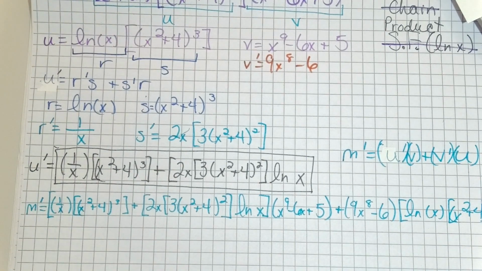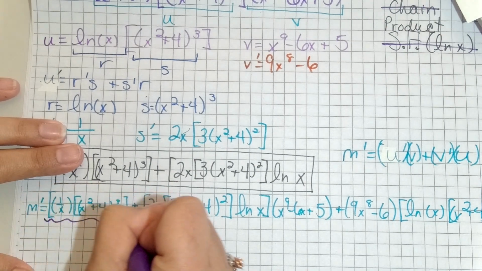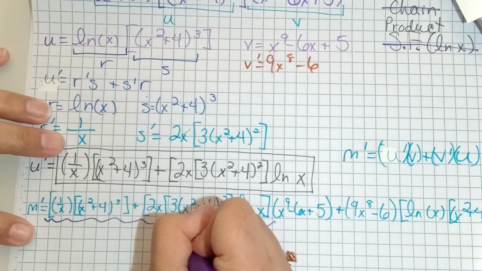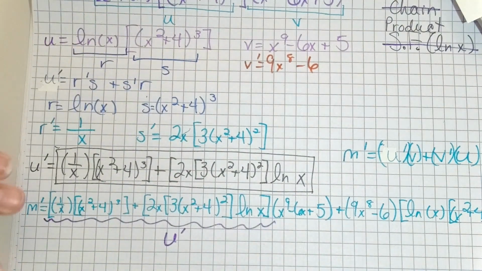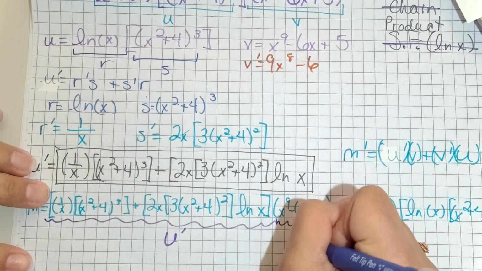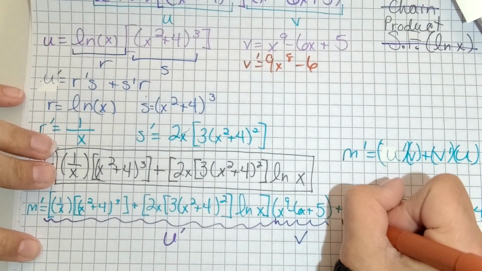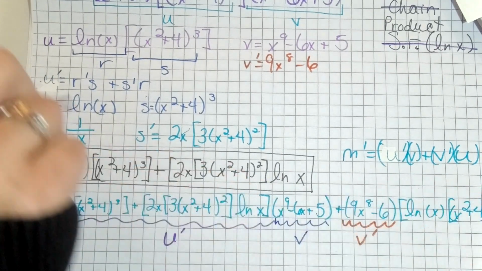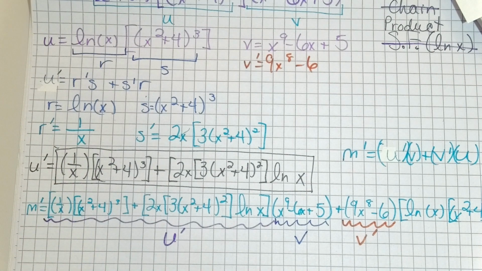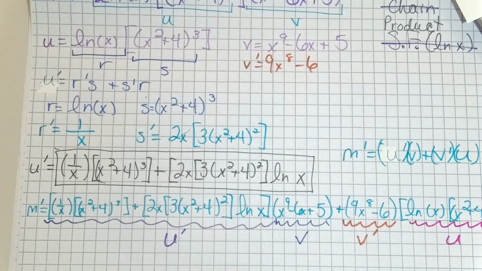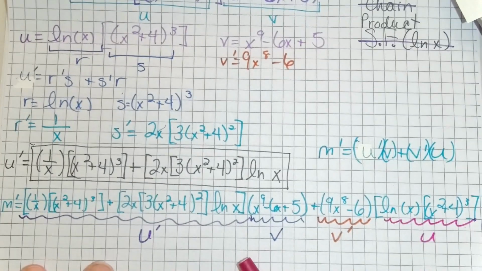Okay. So all of this is not a division sign. Some of you still put a division sign because you're following my example. U prime. V. That's why I'm making squiggly lines now. V prime. U. Whew. Off screen. There you go.